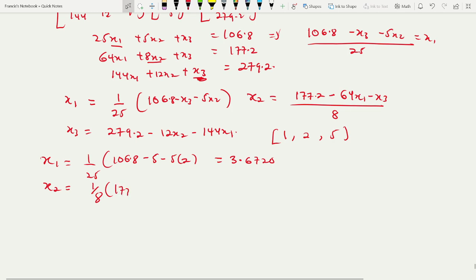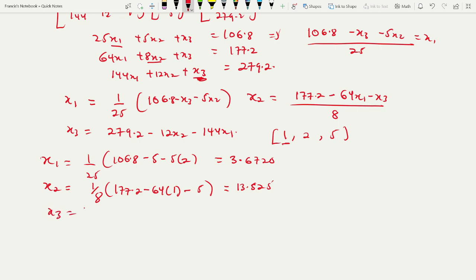multiplying 177.2 minus 64x1. What is x1? x1 is 1. Then minus x3, which is 5. So what am I getting for this? When you punch this into the calculator correctly, you should get 13.525. Then I find my x3.